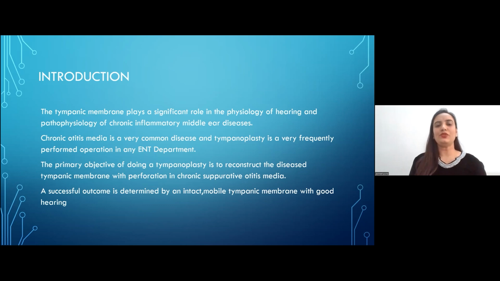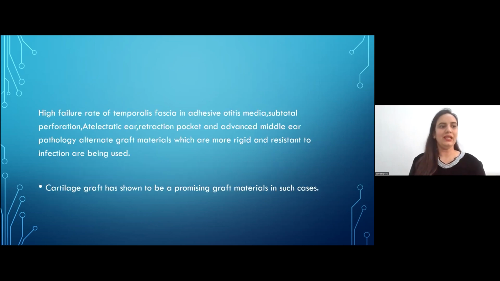The primary objective of doing a tympanoplasty is to reconstruct the diseased tympanic membrane with perforation in CSOM, and the successful outcome is determined by an intact mobile tympanic membrane with good hearing. Several types of graft materials have been used to reconstruct the tympanic membrane. Commonly used autografts are temporalis fascia, cartilage, perichondrium, fascia lata, skin, and fatty tissue.